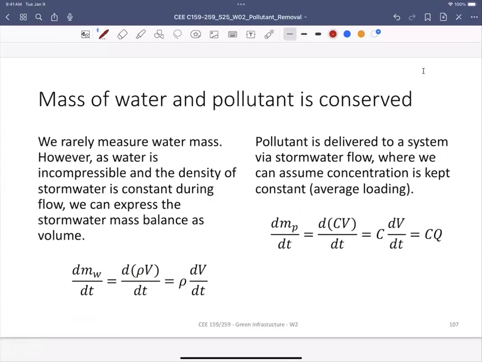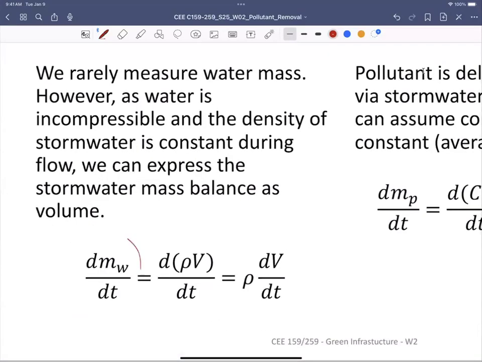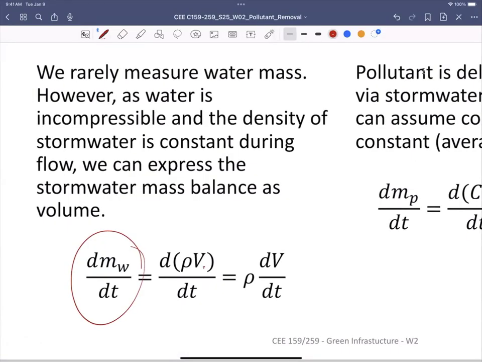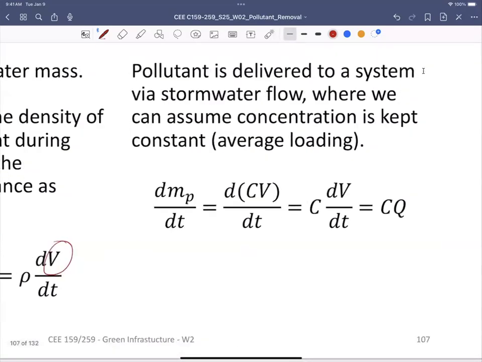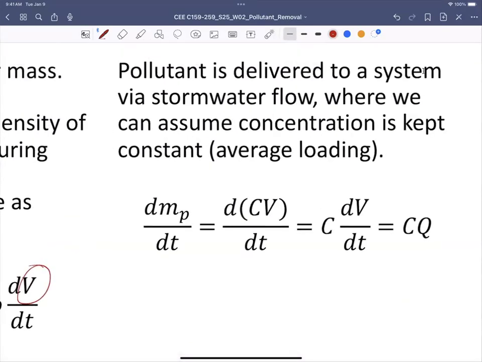And so beyond the mass balance of the pollutants, you can also predict the mass balance of water, how much water is being passed through the system. I want to show that the mass of water is basically the density times the volume of water, and density is constant in most cases. So this is density times dV/dt. When you are solving for the volume of water captured, you can use this concept of mass balance for water. Whereas the pollutants are mostly moved by water because the pollutants dissolve in water.